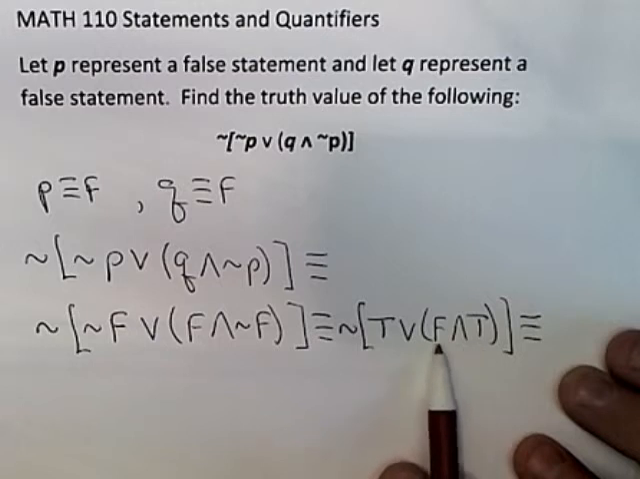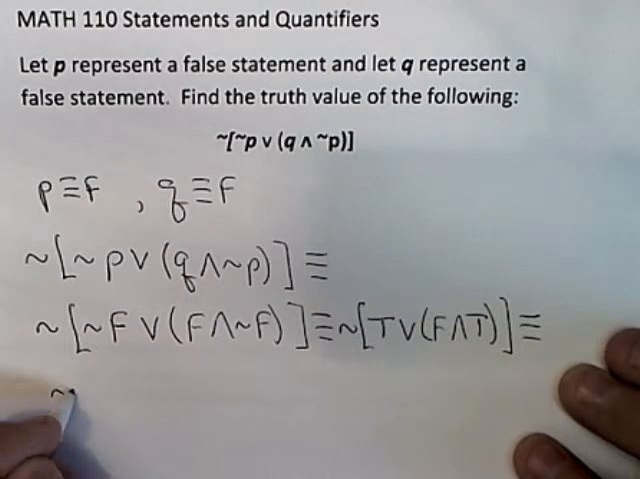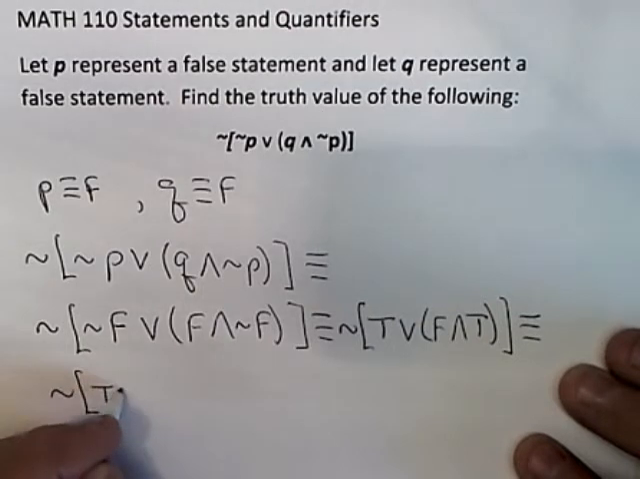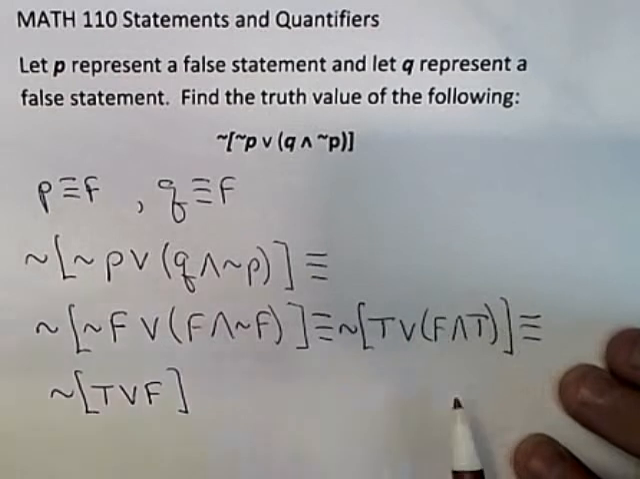An AND is only true if they're both true. So this statement in parentheses here is going to be false. So I end up with the negation of true or false. Again, an AND is only true if they're both true. It's not, so it's false.